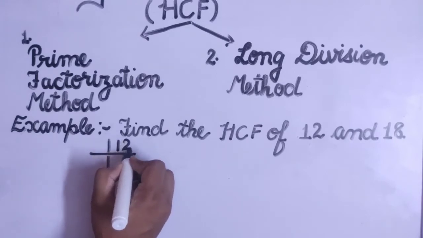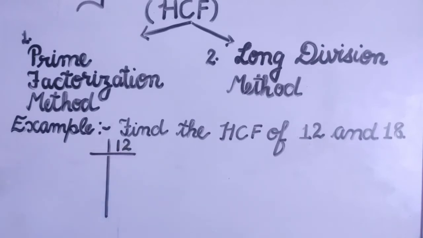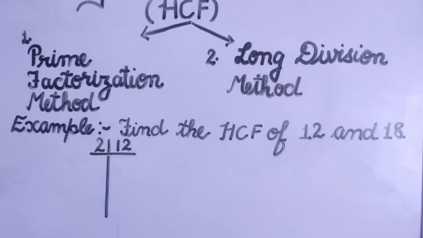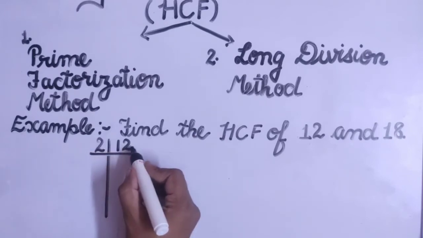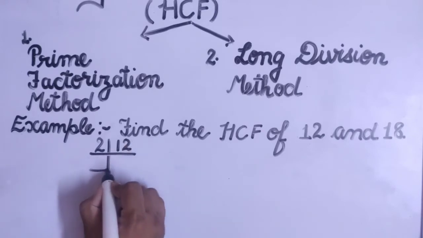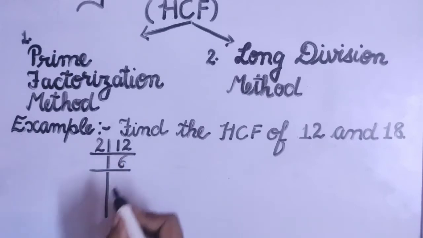Yes, students, first step is we will try to divide the given number with the smallest prime factor, that is 2. 2 6s are 12. Second step is, students, whatever the answer will come after dividing, we have to write down below the dividend, that is 6. Now we will try to divide once again the number with the smallest prime factor, that is 2.